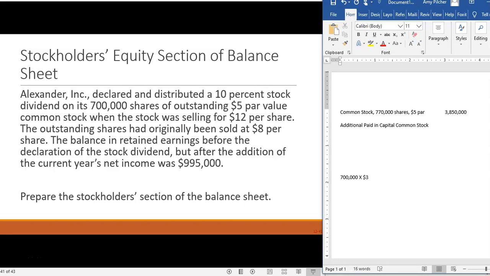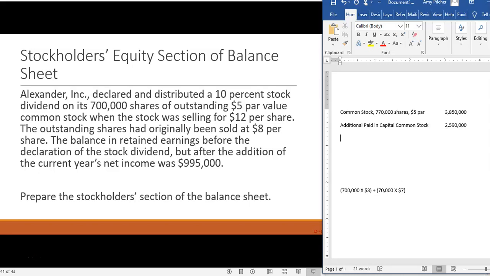So we have 700,000 original shares times $3. And where we get that $3 is because we had an $8 per share selling price and a $5 par value. So we take 8 minus 5 to get 3. So we have 700,000 shares at $3. And then we're going to add that to the 70,000 shares we just added. And that we're going to take times $7. That's our $12 per share selling price minus the $5 par value. So we take that times $7. That's how we calculate our additional paid-in capital amount, $2,590,000.